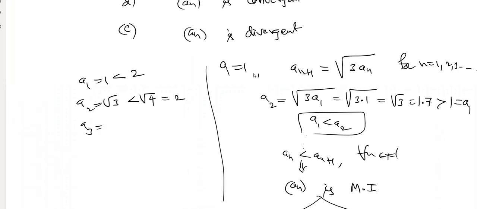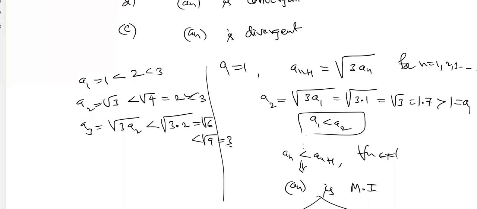Similarly, what is a_3? a_3 is root of 3 times a_2, but a_2 is less than 2. Therefore, this is less than root of 3 times 2, that is root 6. Root 6 lies between root 4 and root 9, and root 9 is nothing but 3. Therefore, this is less than 3. This is also less than 3. I need to have at least one upper bound, so I'm guessing that 3 may be an upper bound for the sequence.